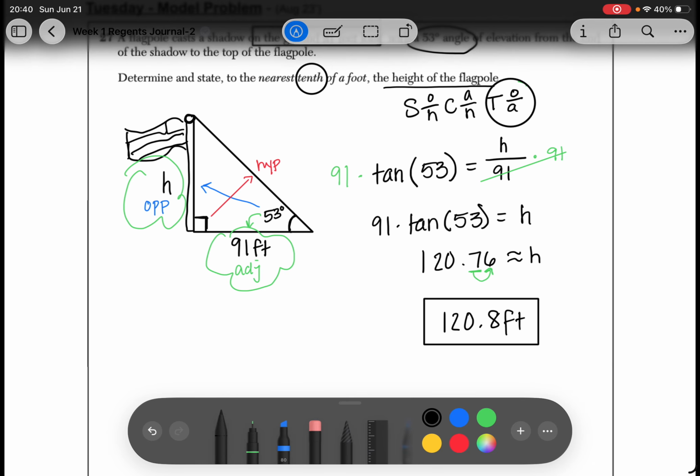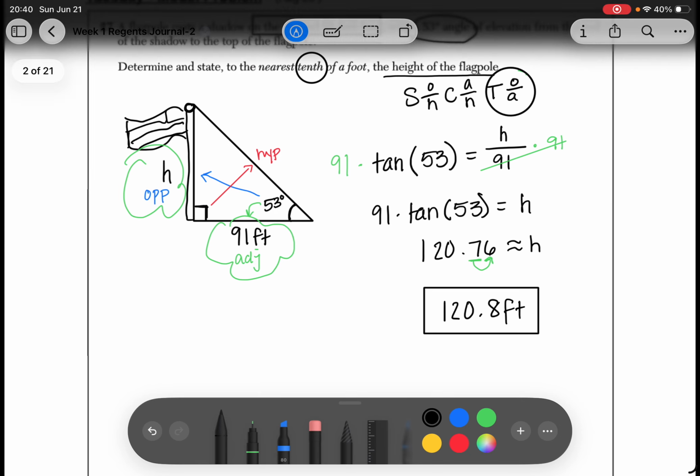I do suggest boxing your answers at the end or circling them just so that the scorer knows what your final answer is. It's a lot easier to notice, but also just making sure your work is neat and organized as you're working through.